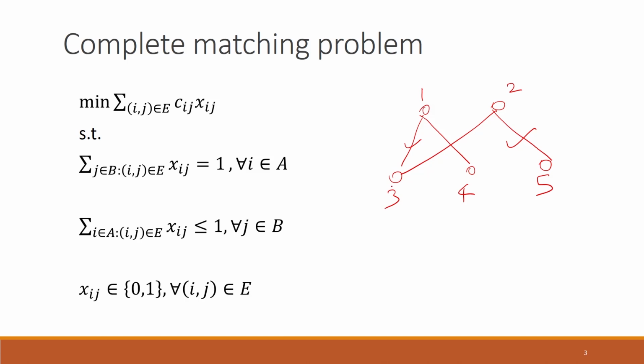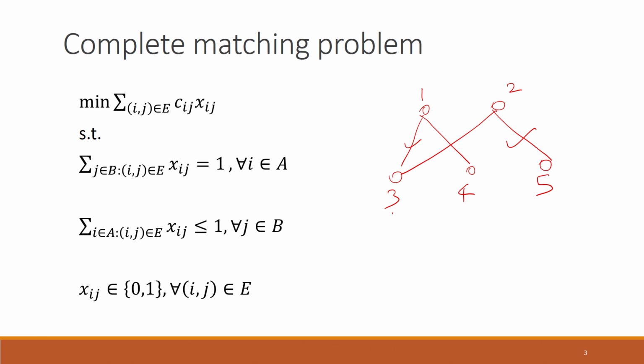And for the nodes belonging to the set B, that is nodes 3, 4 and 5, there is at most one edge incident on each node that is selected here. For example, for nodes 3 and 5, each one of them has exactly one edge incident to it that is selected in the solution, and for node 4 there is no such edge incident on it that is selected in the solution here.